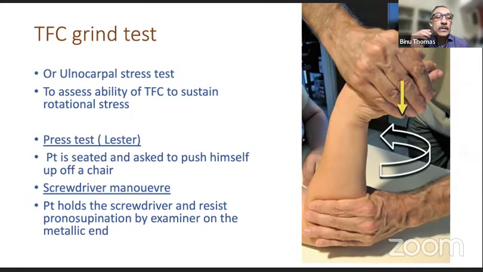Now the other test is the grind test, or the ulnocarpal stress test. Again, you just press and rotate the ulnar deviated wrist and look for any pain. A press test is when a seated patient has to push himself off a chair, using the wrist on the table. Or you can use the screwdriver maneuver, just like we use a screwdriver. All these produce pain and suggest a DRUJ pathology.